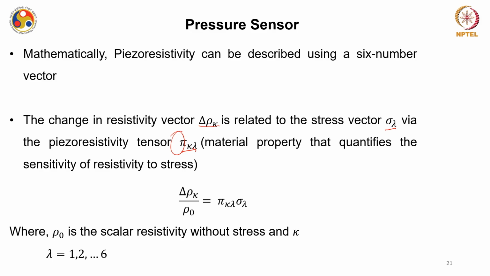Okay. So, if you talk about the ratio of this resistivity vector delta rho kappa to the scalar resistivity, it is equal to this piezoresistive tensor multiplied with the stress vector sigma. So, pi into sigma, of course, these notations have their own meaning. This pi into sigma is nothing but the ratio of the change in the resistivity vector to the scalar resistivity. So, rho naught is the scalar resistivity without stress and kappa. Lambda value changes from 1 to 6 to generate a 6 number vector.